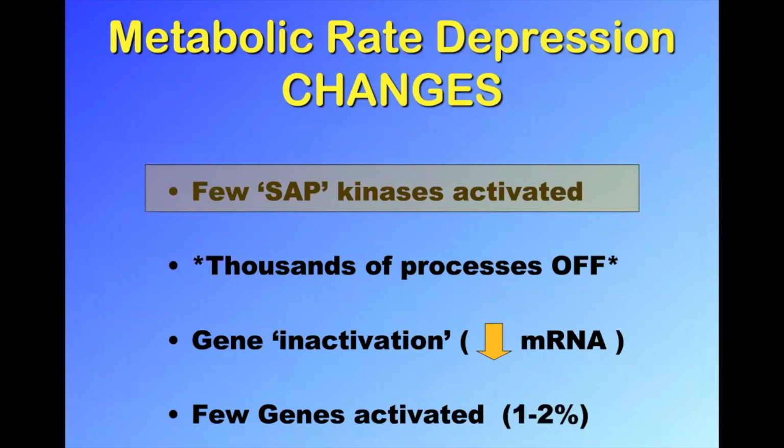A few kinases are activated, turning off thousands of different processes. What you've also got to do, point 3, is you've got to turn off genes. You can't be making messenger RNA because it's too expensive, but you turn on a couple of genes. So 1% of your genes are turned on, 99% are turned off. And that can't be done with kinases.